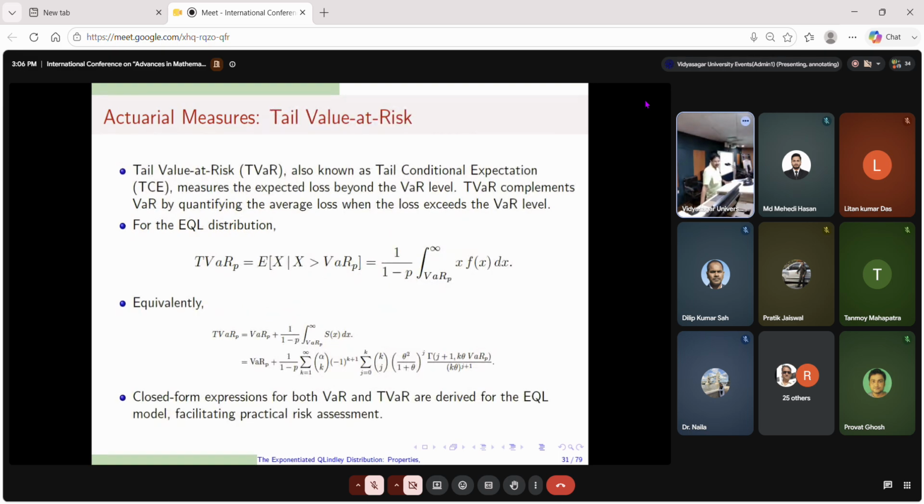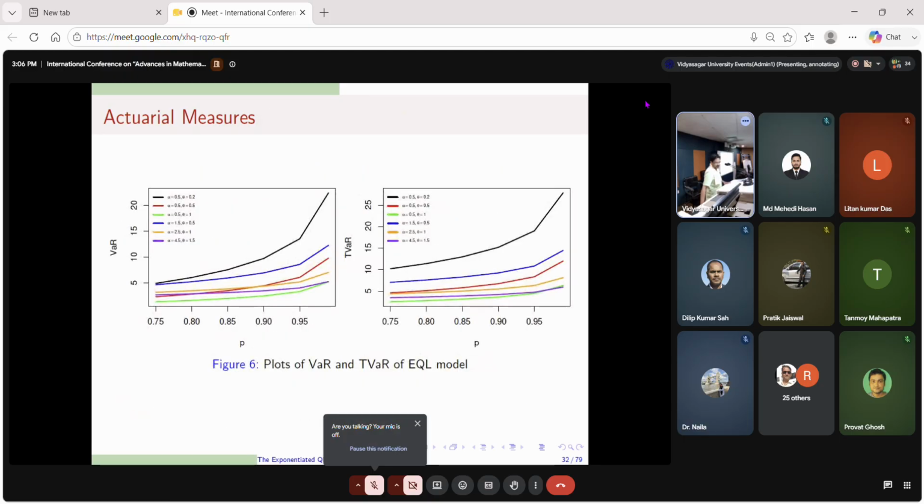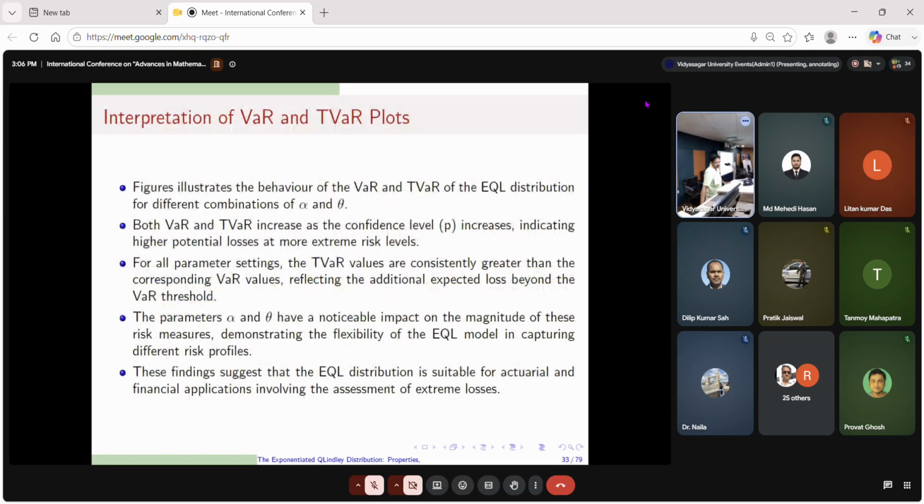And next is tail value at risk. So there are two functions. And here we have to take some expectation, a conditional expectation actually, just like the conditional expectation of this one. And these are some figures of those two, VaR and TVaR, tail value at risk, of our proposed model. And these are the interpretation. I'm not going to explain.